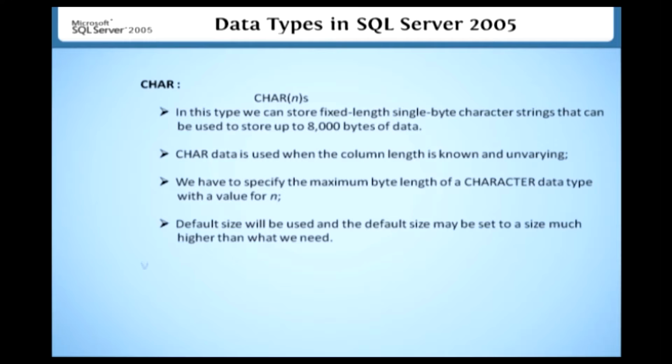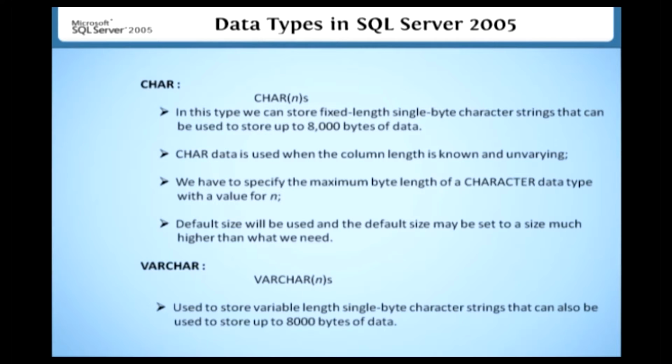The varchar data type. Varchar(n). This type is used to store variable-length, single-byte character strings that can also be used to store up to 8,000 bytes of data. Here, variable length means that if less data than the specified n bytes is used, the storage size will be the actual length of the data entered.